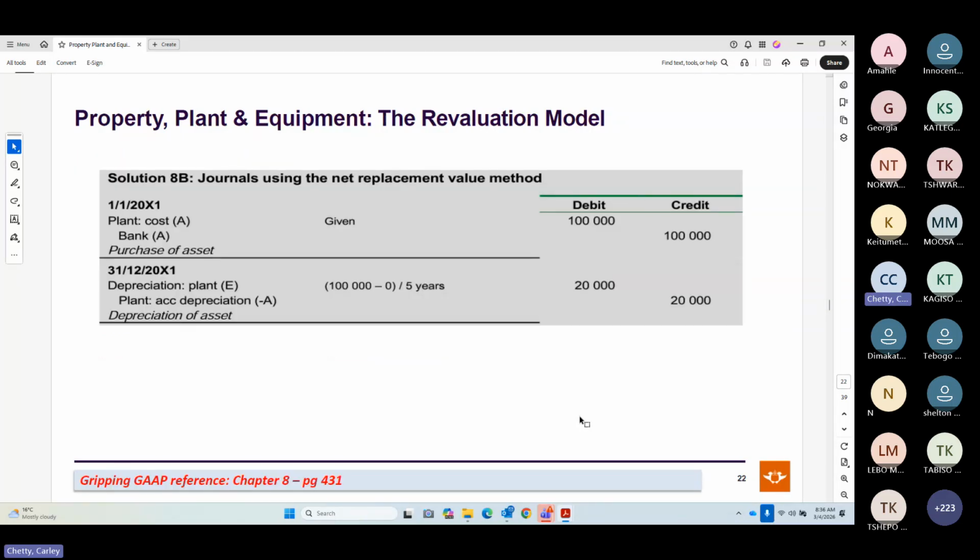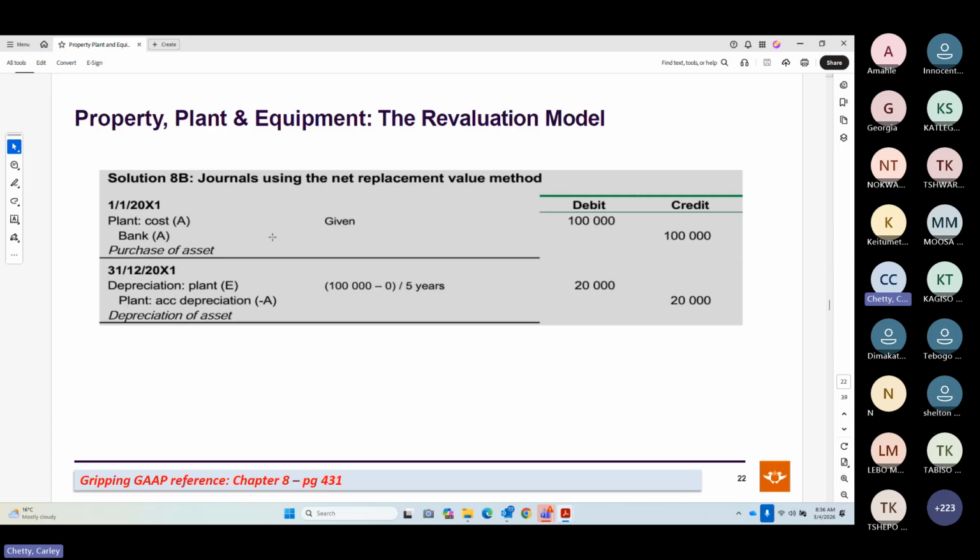Now let's have a look at the journals. We have journals here using the net replacement value method. We're doing the journals right from the beginning. On the date of purchase, we had plant cost at 1 Jan 20x1.